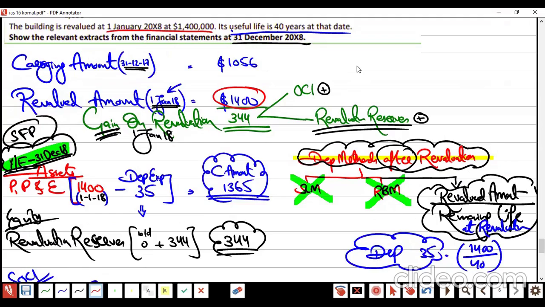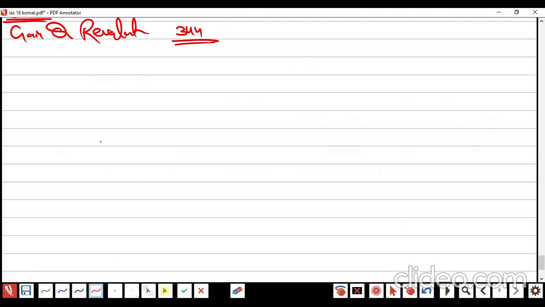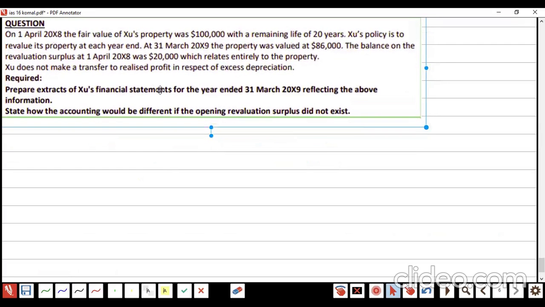Look at it from beginning till end and see if you have any concern. Please ask me, otherwise the next question is going to appear. This one's quite clear. Very good. Revaluation is usually coming in the paper. The examiner used to give revaluation in the exam, and when we do the past papers, you will see it appears very often.